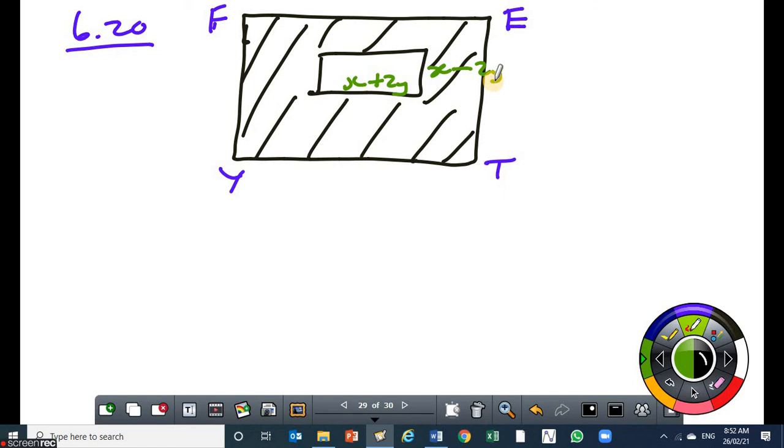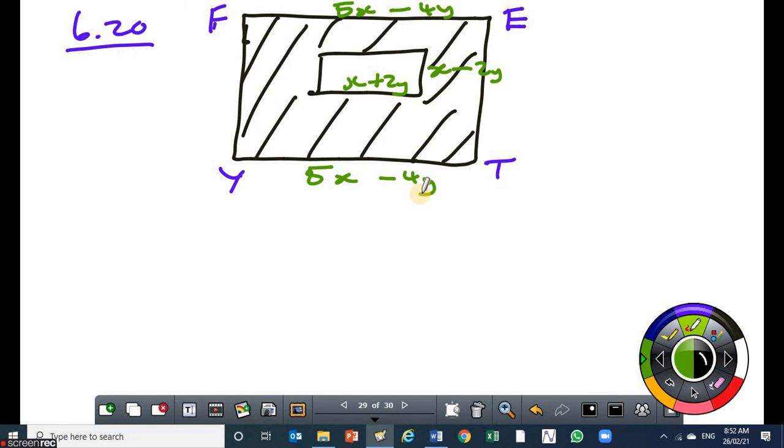And then we have 5x minus 4y. Let's see. So the length of the side of a square, so that's a square, which means we have got 5x minus 4y. All the sides are equal to 5x minus 4y, right? The rectangle LMPG has a length of x plus 2y and a width of x minus 2y. Calculate the area of the shaded section, right? So you need to calculate the area of the shaded part.